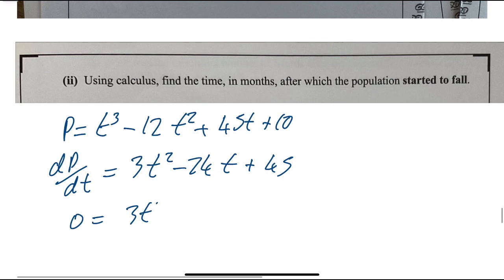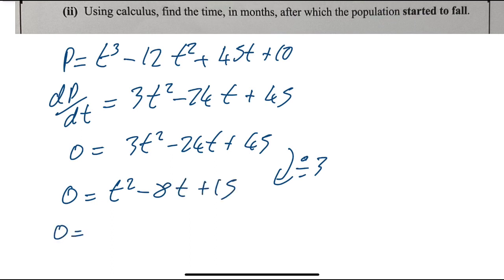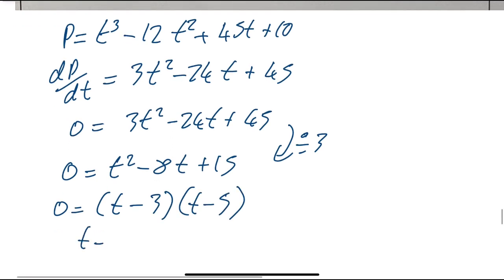And you're going to have 3t squared minus 24t plus 45. Again, that's divisible by 3, so make life a wee bit easier. Everything divides by 3. The 0 divides by 3, the 3 divides by 3, the 24 and the 45. And also that factorizes really nicely now to be t minus 3, t minus 5, which means t is equal to 3 or t is equal to 5.